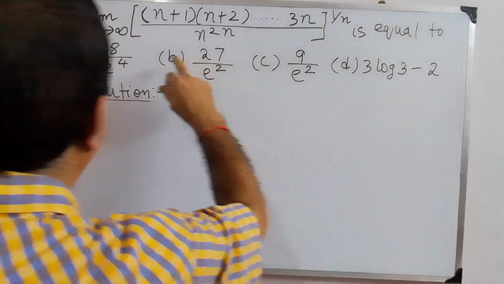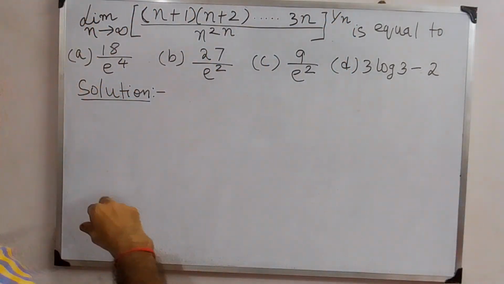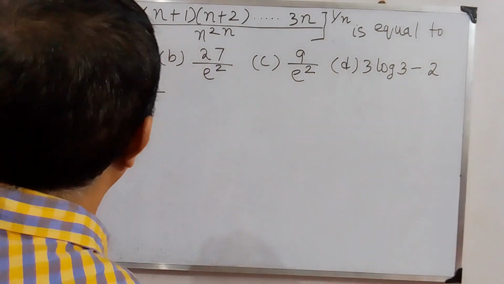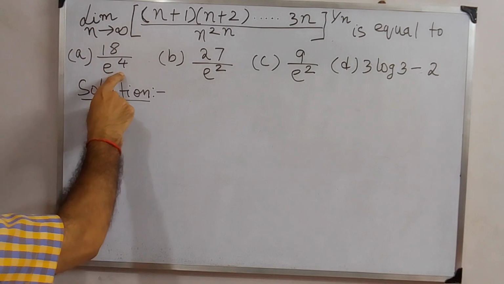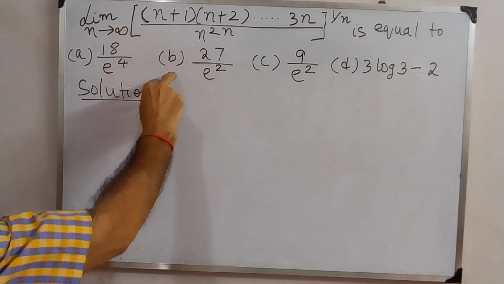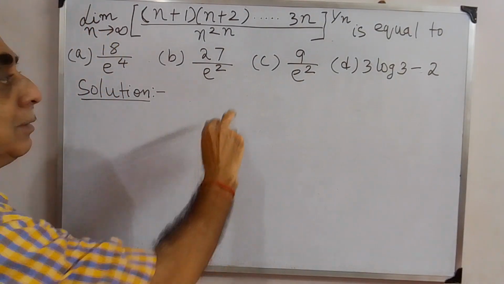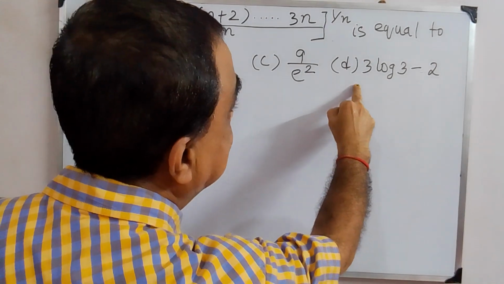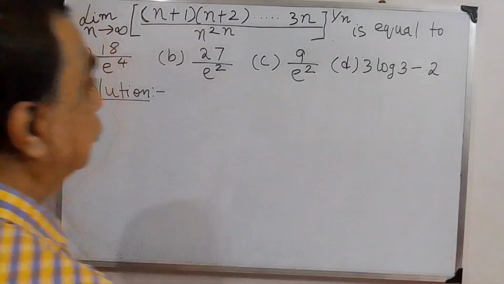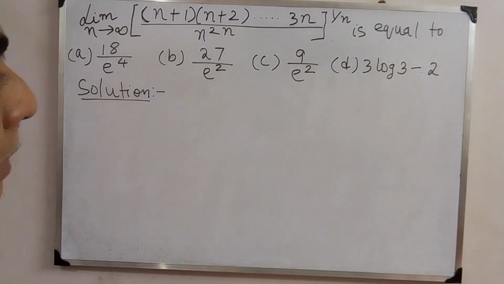Here it is asked what is the value of this limit, and there are four options given. A is 18 divided by e to the power 4, B is 27 divided by e to the power 2, C is 9 divided by e to the power 2, and D is 3 log 3 minus 2. Out of these four options, only one option is correct and we have to find that correct option.